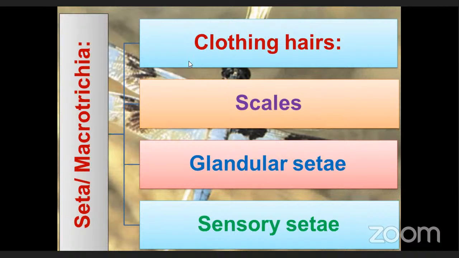The study of these types of setae we call chaetotaxy. And the trichogen cell is also there. It is a single epidermal cell; when a single epidermal cell is enlarged, that is called the trichogen cell. And side by side, the second hypodermal cell we call the tormogen cell.